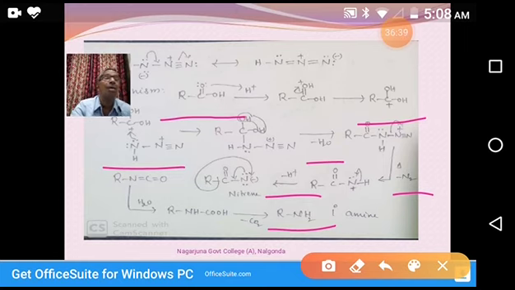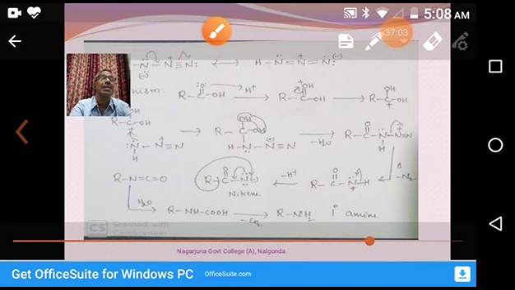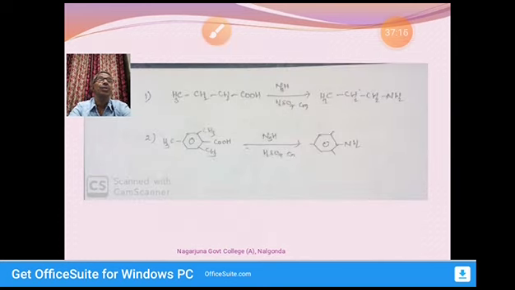This nitrene, on a rearrangement reaction, we are getting isocyanate. This isocyanate reacts with water, eliminating a CO2 molecule, and finally we are getting amines as a product. This is a primary amine. In this way we can get primary amines by this method. This is the mechanism, or synthetic route, or different steps involved in the conversion of acid to primary amines. We'll see two more examples.